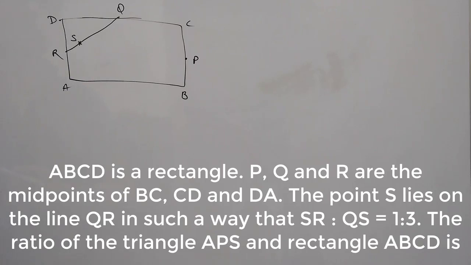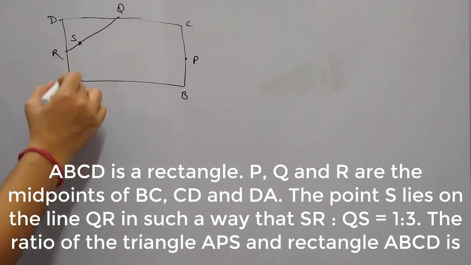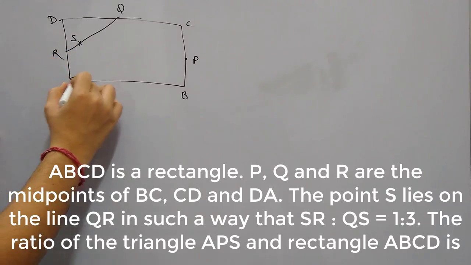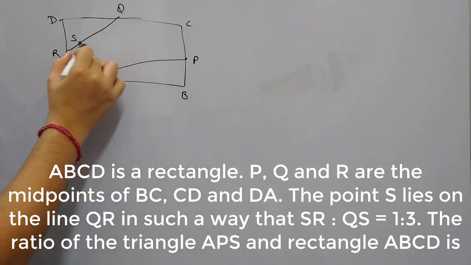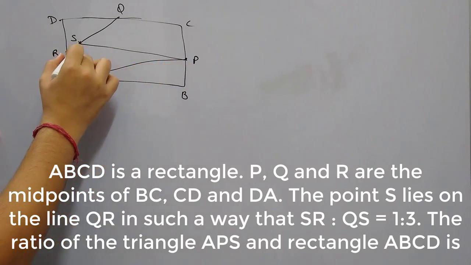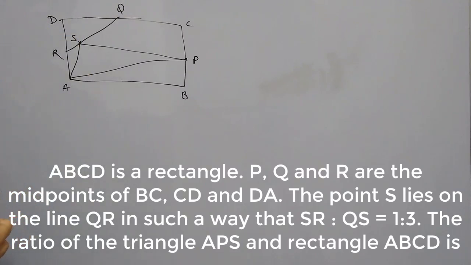The ratio of the area of triangle APS and rectangle ABCD is what? So we need to find out the area of triangle APS. That is the challenging part in this question.